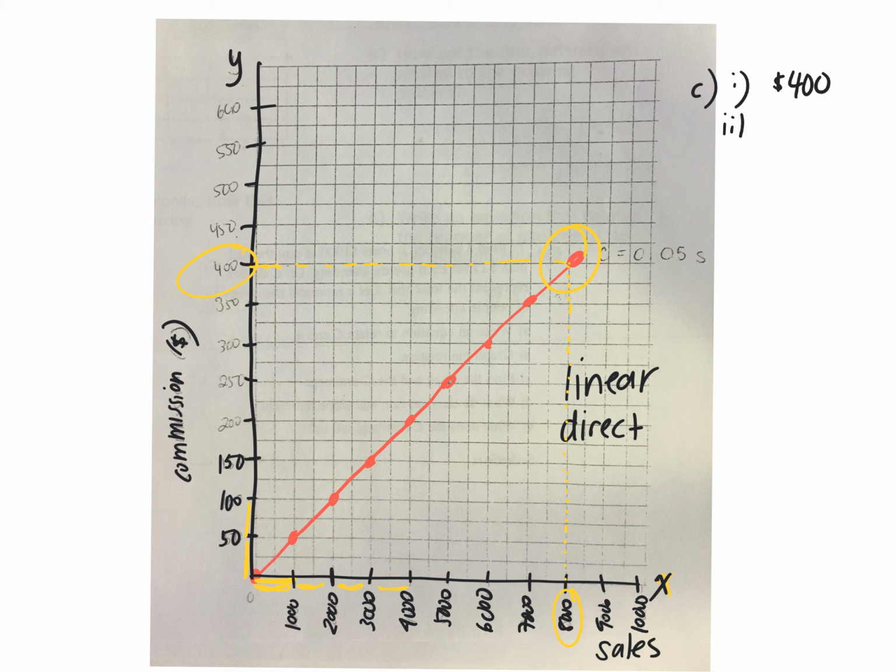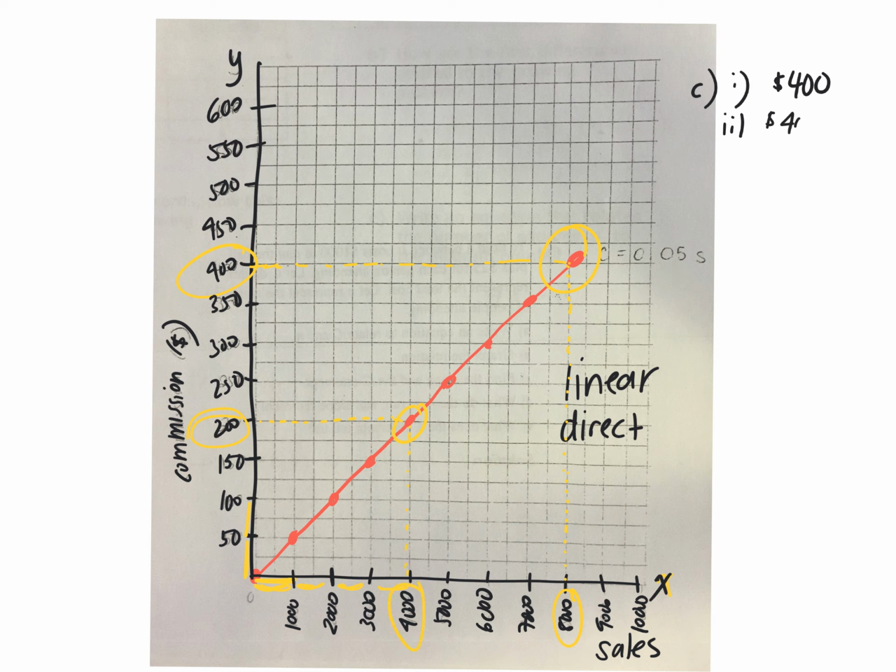Number 2. If he earns $200 in commission, where am I going to start? On the X or the Y-axis? $200 in commission. Where's commission? X or Y? Y. Right here. If he earns $200 in commission, let's see what his sales would be. Stop when you get to the line. And go down.